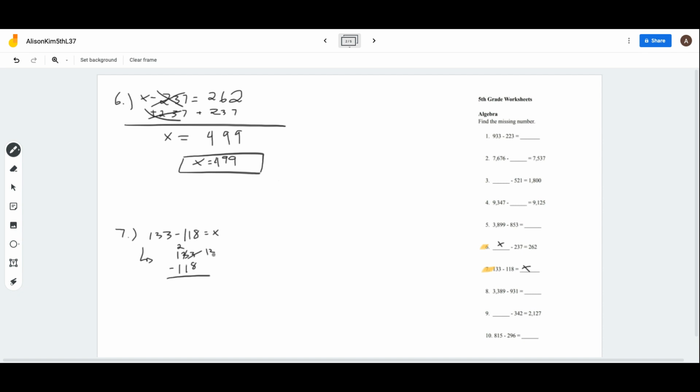So now we get 13 minus 8, which gives us 5. And then we do 2 minus 1, which is 1, and 1 minus 1 equals 0. So it's going to be just 15. So our difference will be 15.